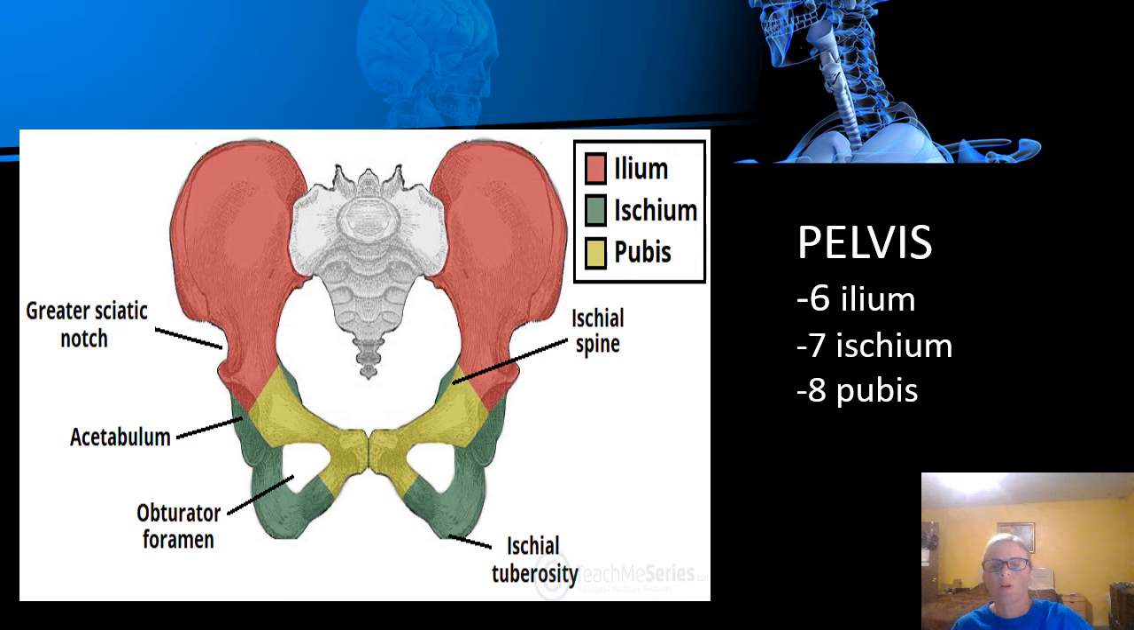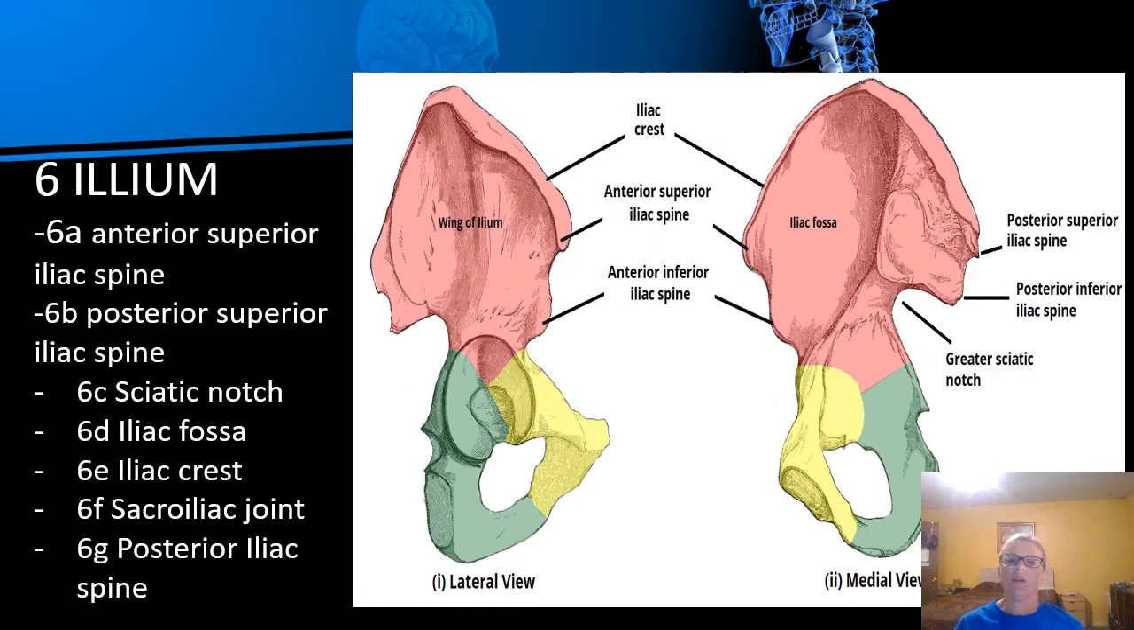And so we're going to look at lots of different features here and learn how to label them on your sheets as well. All right, so here is the ilium, and there are lots of features on the ilium here. We have the anterior superior iliac spine. Well, that sounds really hard, but you know what? If you know what everything means, then you know exactly what you're looking for.